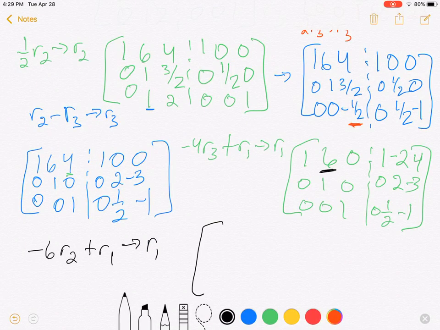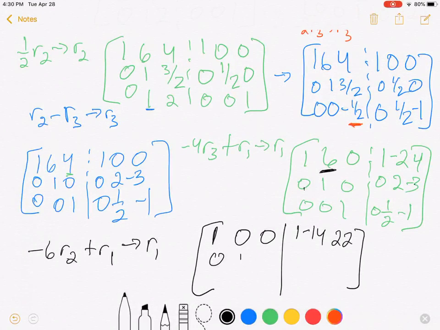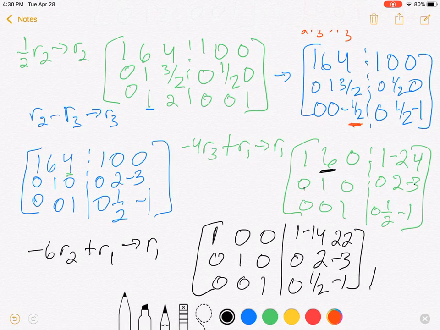Okay? So we get negative 6 times 0 is 0 plus 1 is 1. Negative 6 times 1 is negative 6 plus 6 is 0. Negative 6 times 0 is 0 plus 0 is 0. Negative 6 times 0 is 0 plus 1 is 1. Negative 6 times 2 is negative 12, minus 2 is negative 14. Negative 6 times negative 3 is 18, plus 4 is 22. Then we have 0, 1, 0, 0, 2, negative 3, 0, 0, 1, 0, 1 half, negative 1. And folks, we are done. There, right there, is the inverse.